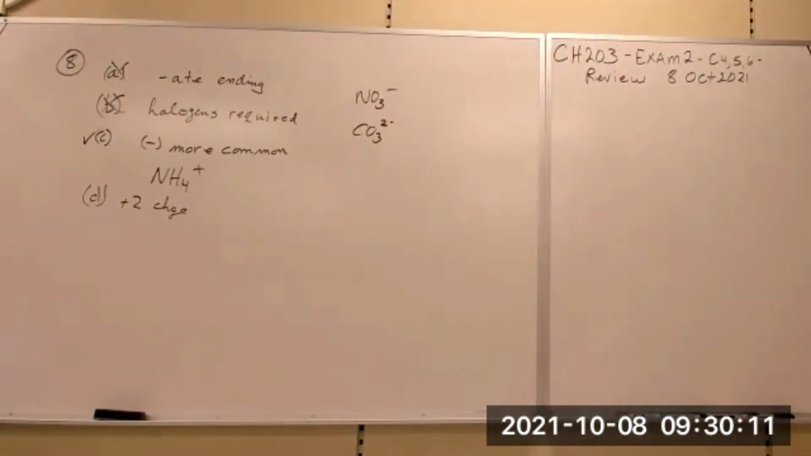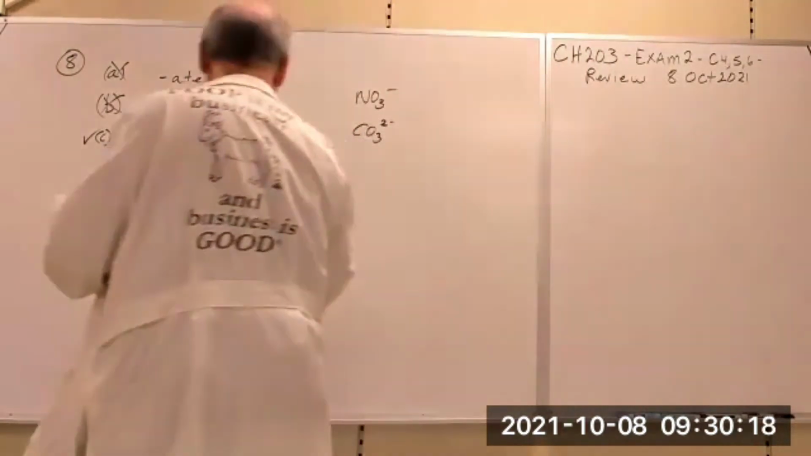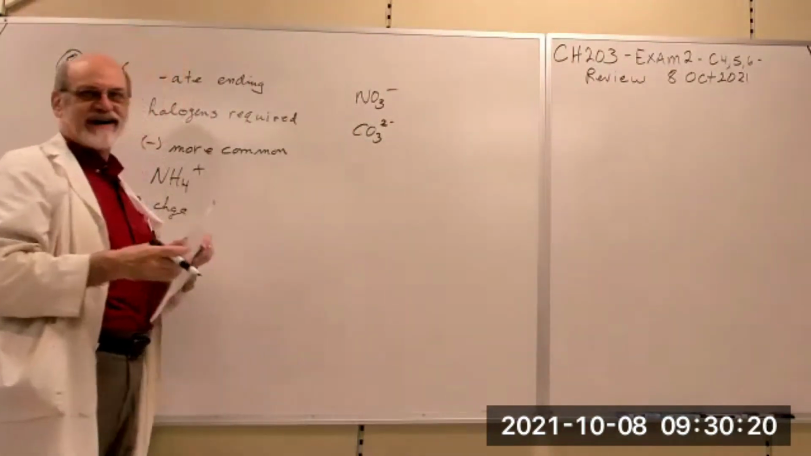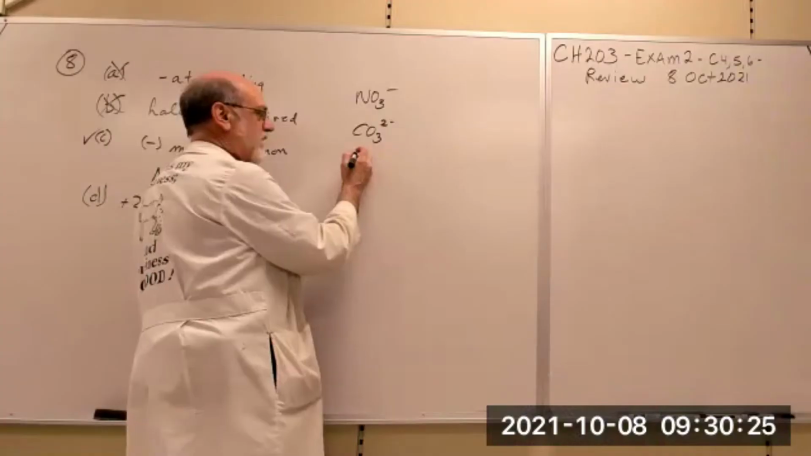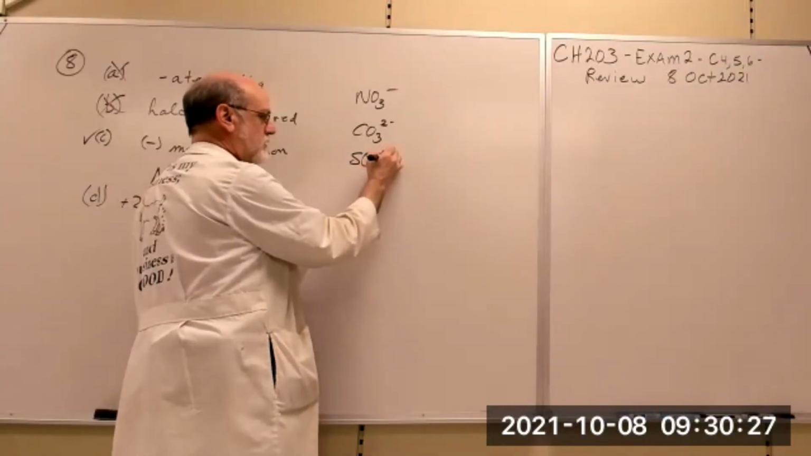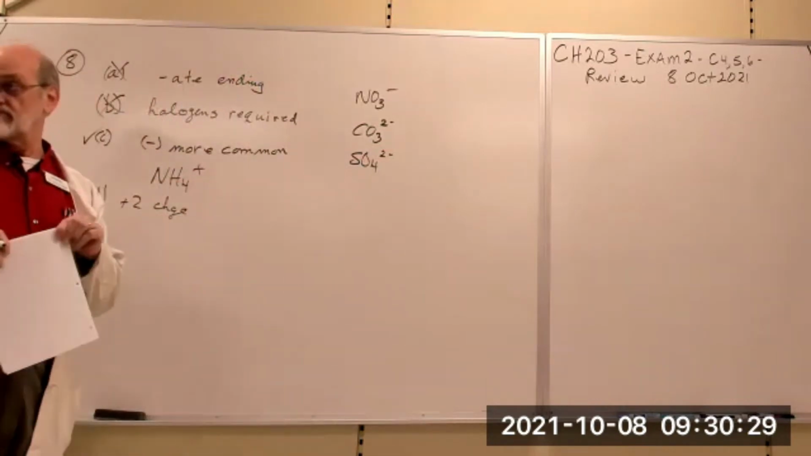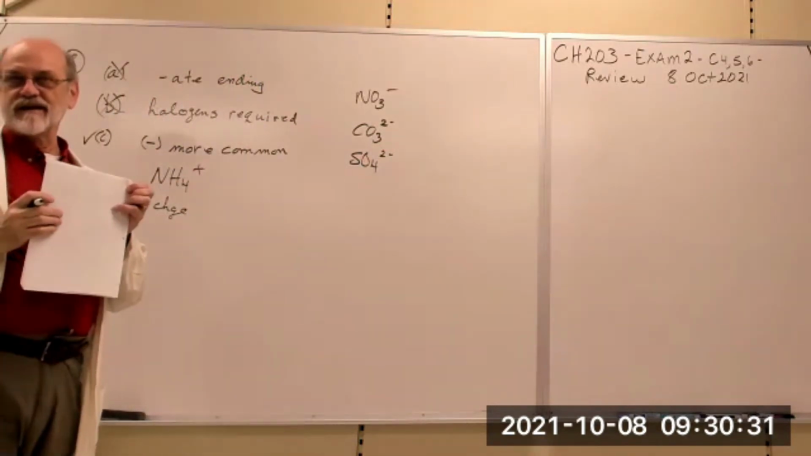Let's see. Okay. How about -3? Oh, there's another good -2. Sulfate. How about -3? They're not as common.